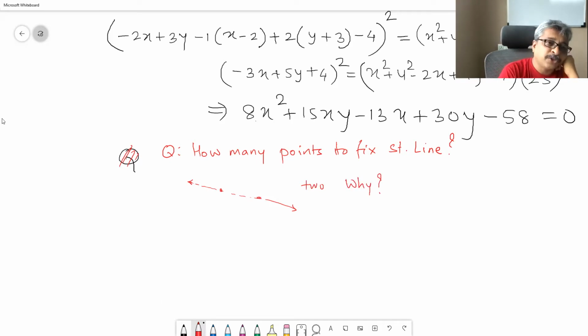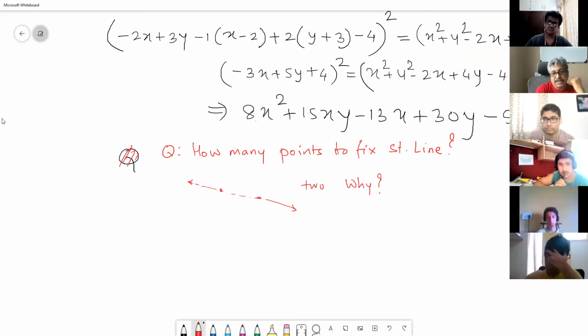Why do you require 2 points to fix the straight line? It is a very easy question. If we get only 1 point, there are infinitely many straight lines which can pass through a given point. If you give 1 more, then the straight line is fixed. Something like this.